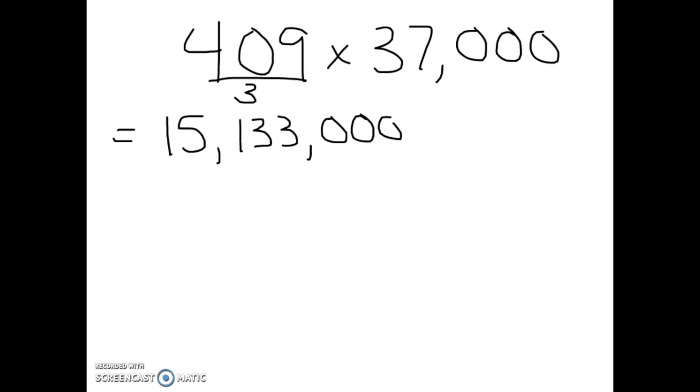We can include the 0 because it is sandwiched between two numbers. However, in 37,000, we only have two significant digits. We are not including the 3 zeros behind the 3 and the 7, the two significant digits, because there is no decimal point after the 3 zeros. So now we've determined that our answer can only include two significant digits. For this problem, our answer will be 15 million.